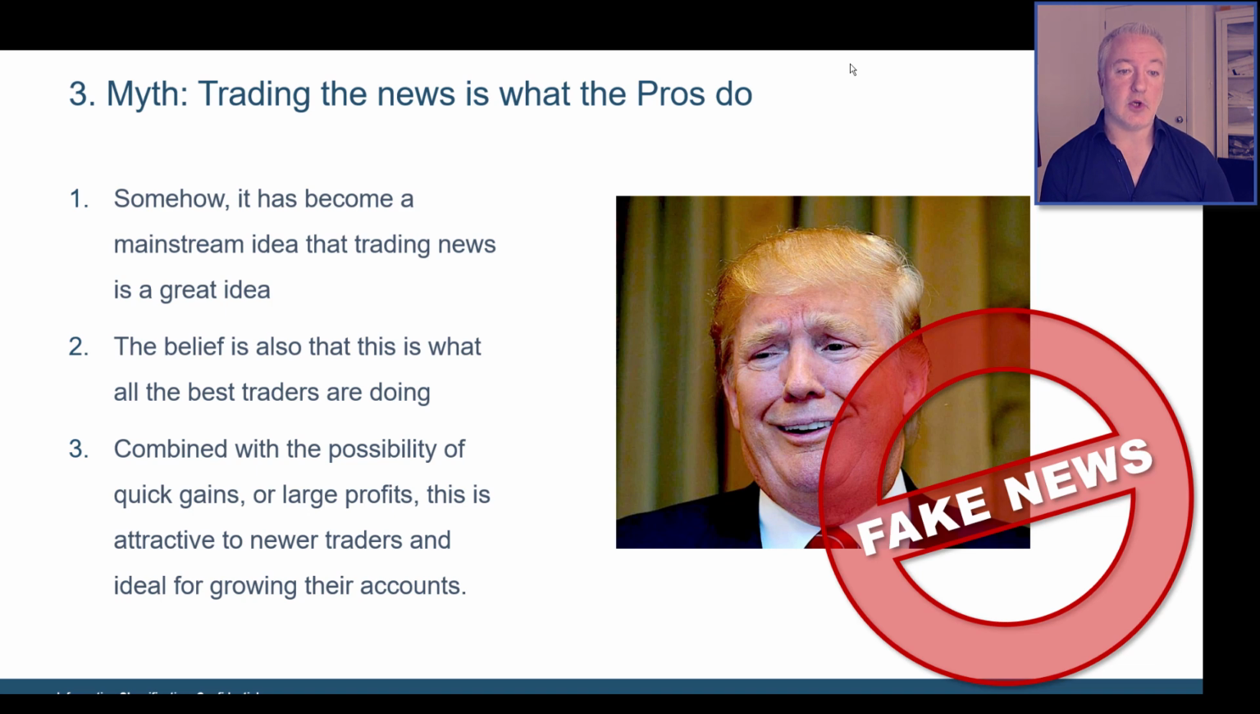And so, combined with the possibility of quick gains and large profits, this is attractive to newer traders and ideal for growing their accounts.